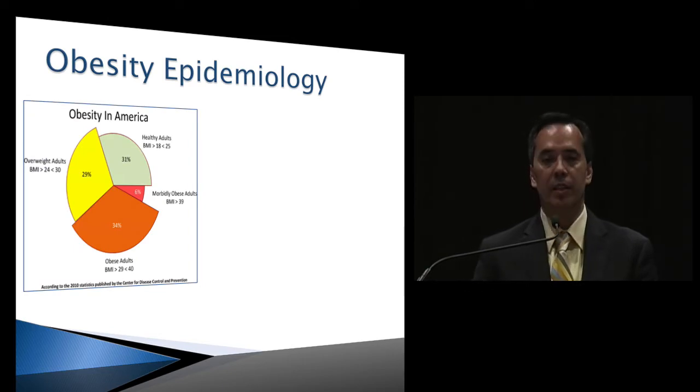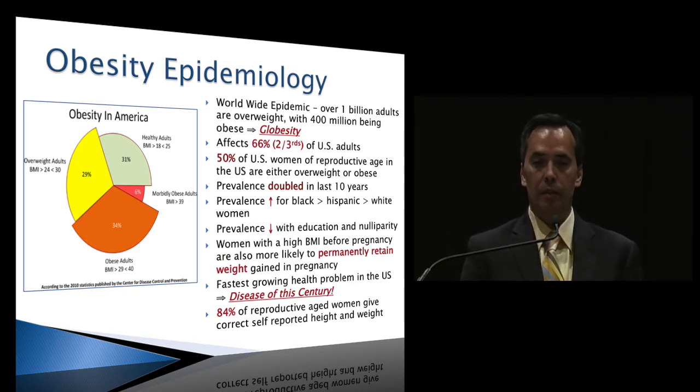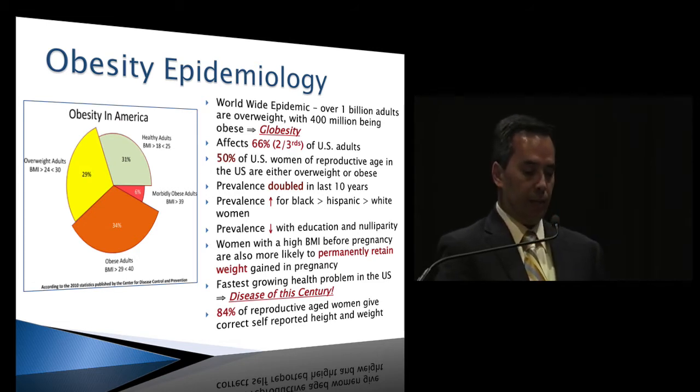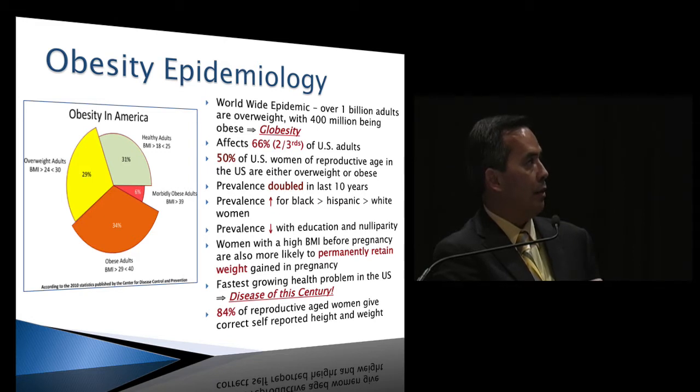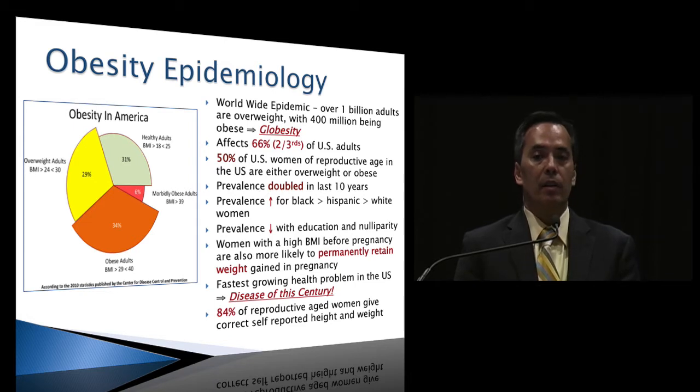Now let's talk about the epidemiology. Well, it's a worldwide epidemic, and in fact, the term that has frequently been used is globesity. It affects about 66% of the U.S. adult population, and this circular graph basically shows that healthy adults are around 33%. 66% of all the adults are either overweight or obese. 50% of women in the United States of reproductive age are either overweight or obese. The prevalence has doubled within the past 10 years.